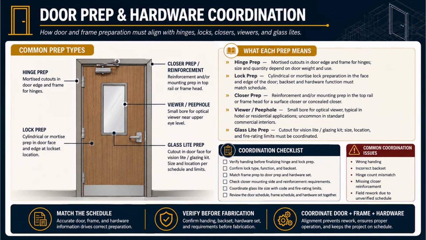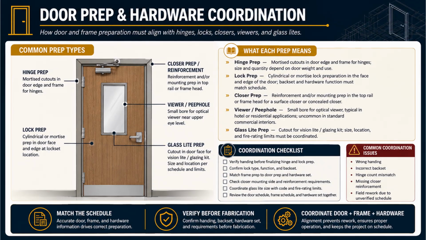Lock prep, cylindrical or mortise lock preparation in the face and edge of the door. The backset and hardware function must match the schedule, tying right back to the last slide. Closer prep, reinforcement, and mounting prep in the top rail or frame head for a surface closer or concealed closer. Viewer or peephole prep, a small bore for an optical viewer, typical in hotels and residential, uncommon in standard commercial interiors. And glass light prep, a cutout in the door face for a vision light or glazing kit, where the size, location, and fire rating limits must be coordinated.